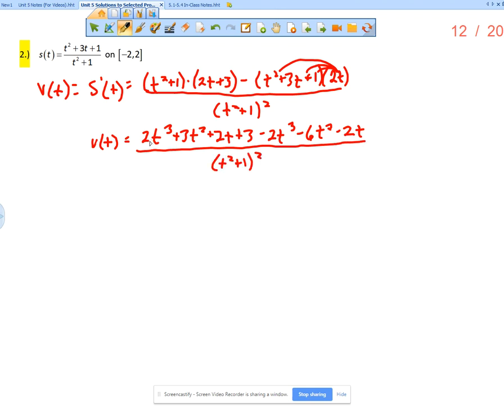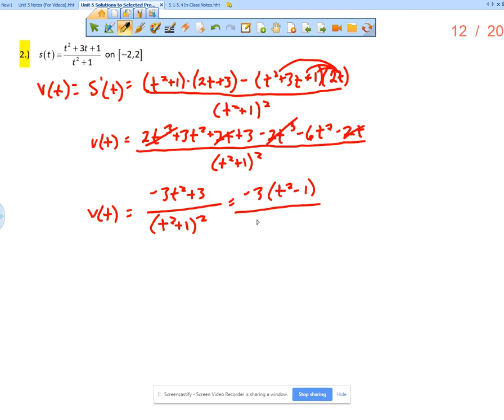So I have 2t cubed minus 2t cubed, so those subtract out. Plus 3t squared minus 6t squared, so I get minus 3t squared. And then I have a plus 2t minus 2t, so those subtract out, and then a plus 3 over t squared plus 1 squared. So that's v of t. Of course, you could factor out and make it look different. Let's say I factor out negative 3, and I would get t squared minus 1 over t squared plus 1 squared. So that's the first derivative.